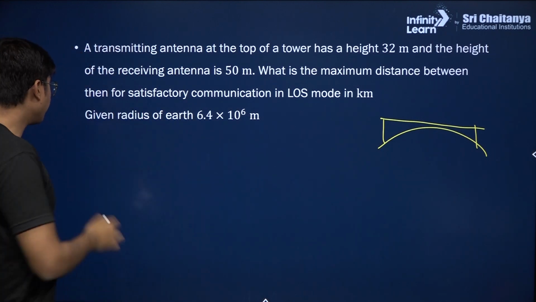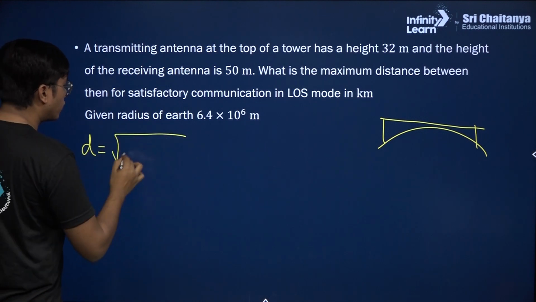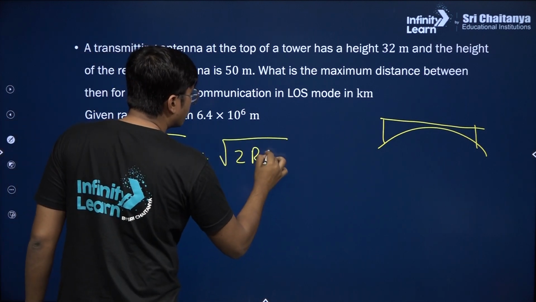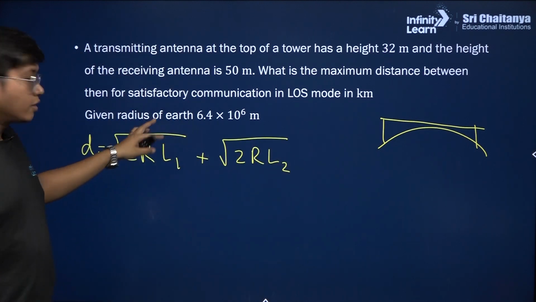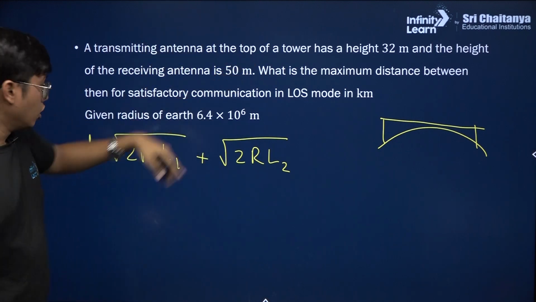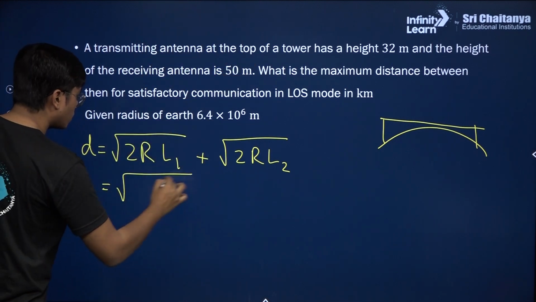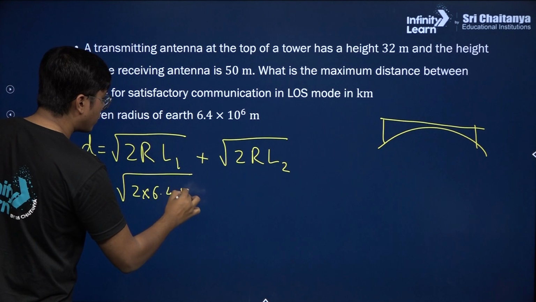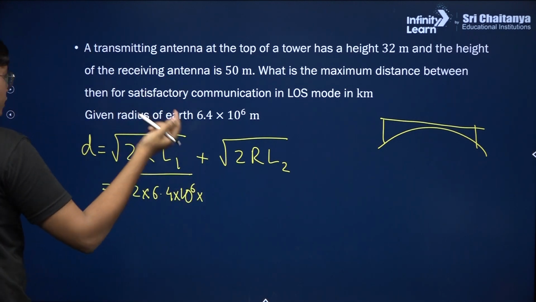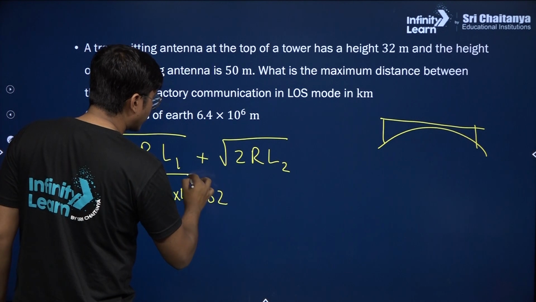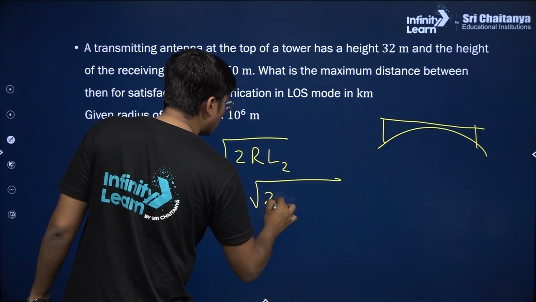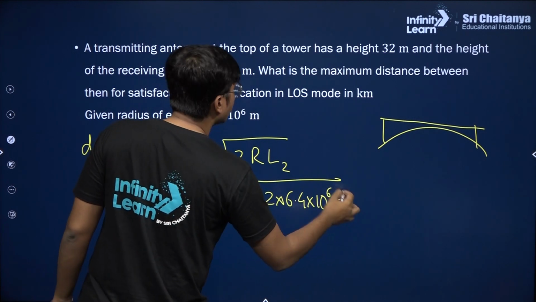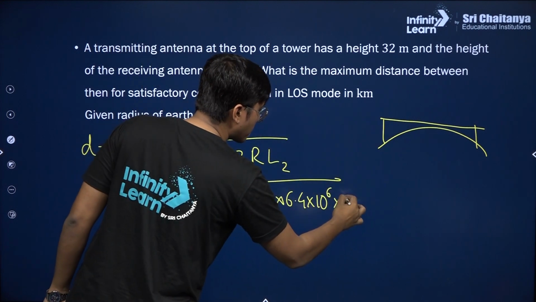The distance between them, D, would be equal to root over of 2r into L1 plus root over of 2r into L2. R refers to the radius of the earth, L1 and L2 refer to the heights of the towers. So you put the values in: 2 into 6.4 into 10 to the power 6 multiplied with 32 meters, you can take whichever one first, it doesn't matter because they are added up, plus root over of 2 into 6.4 into 10 to the power 6 into the next height, 50 meters.